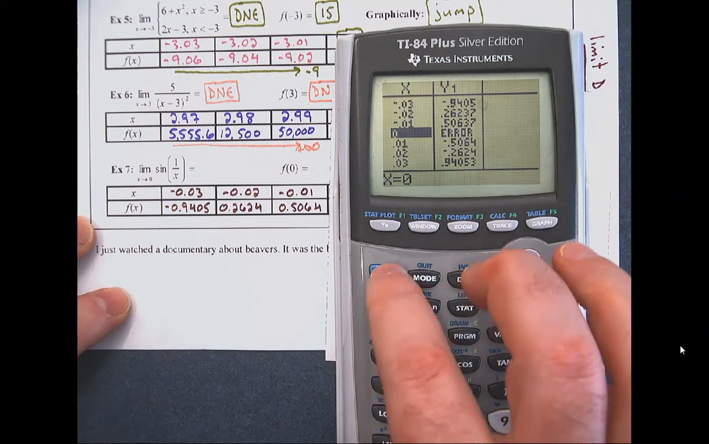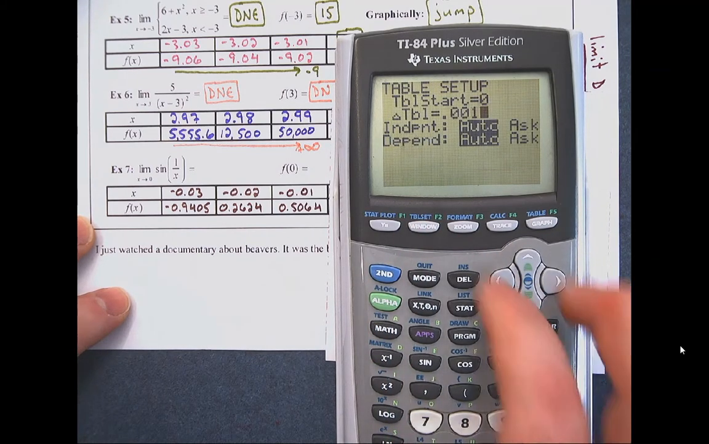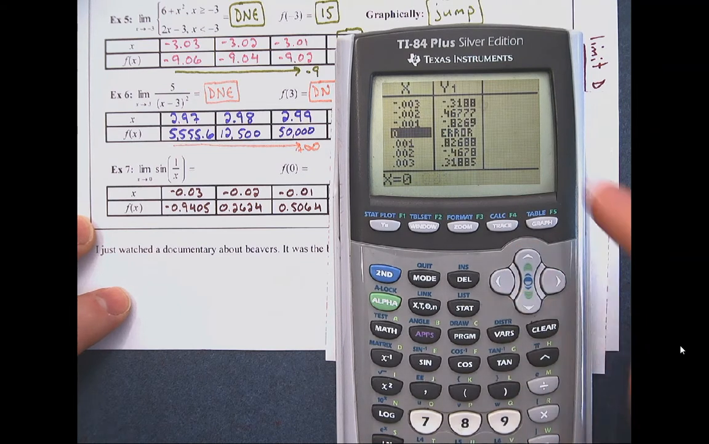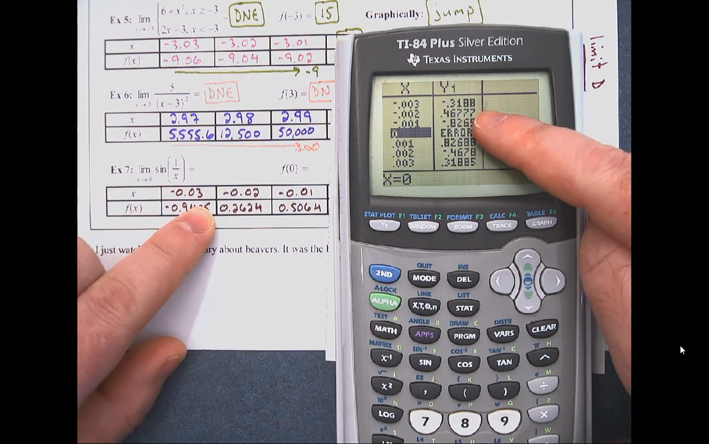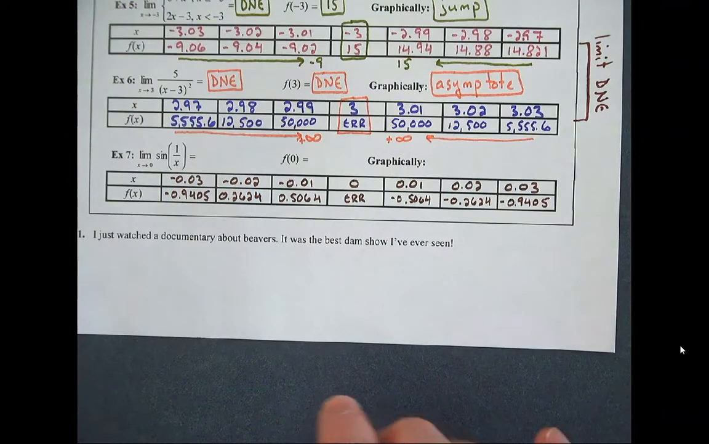I'm going to adjust my table setup again. I'm going to go to 0.001. And look, it went back to being a negative. So this time it went negative 0.3, which doesn't fit with our data. Then it went up to a positive. Then it went back to a negative. This is what we call an oscillation.